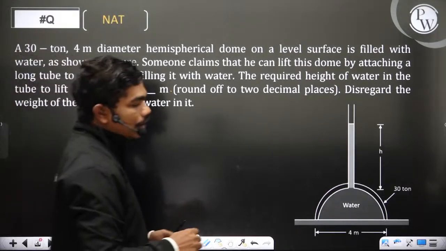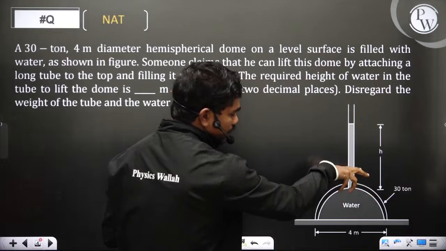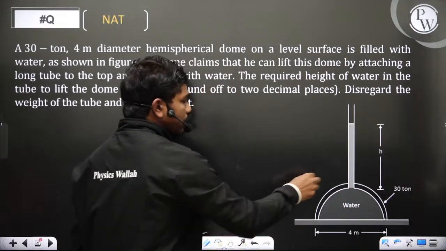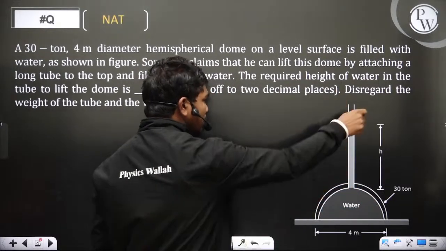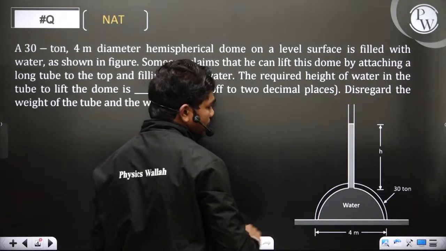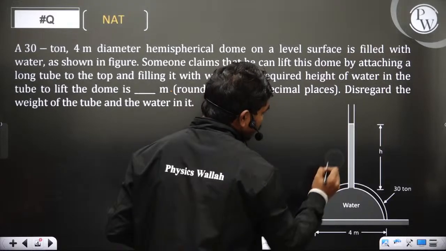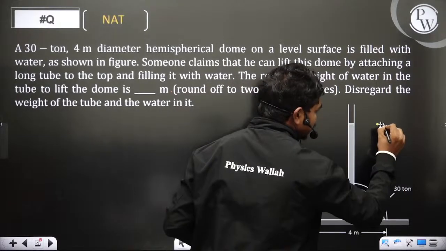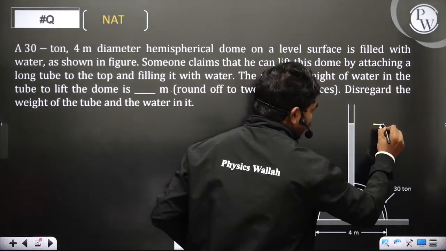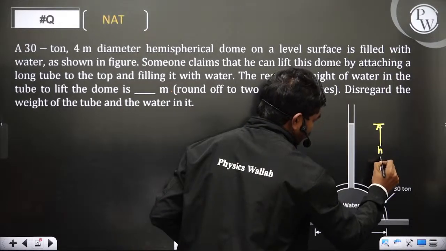Practically what's happening here is there is a heavy dome, a 30-ton dome sitting here. Now by attaching a glass tube to this, we are filling water in it. When you fill water in this, what happens? Look, this height is h. First of all, let us try to understand the physics that's happening here.